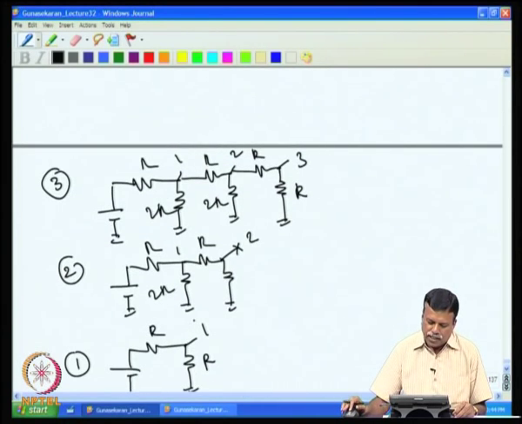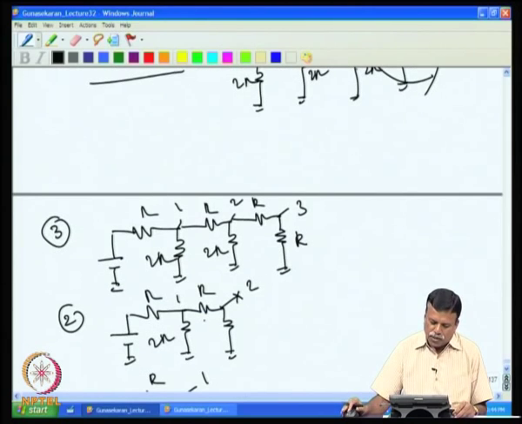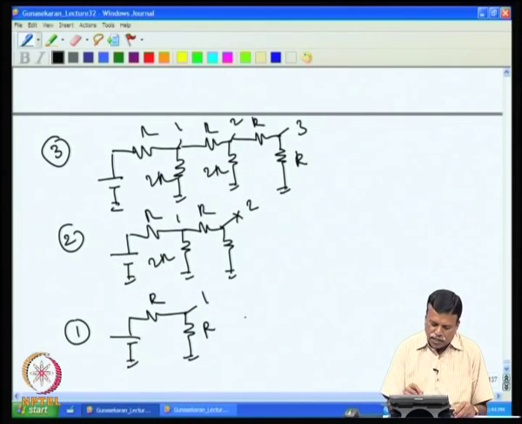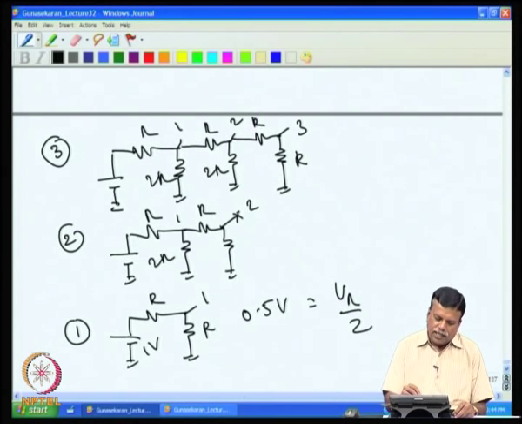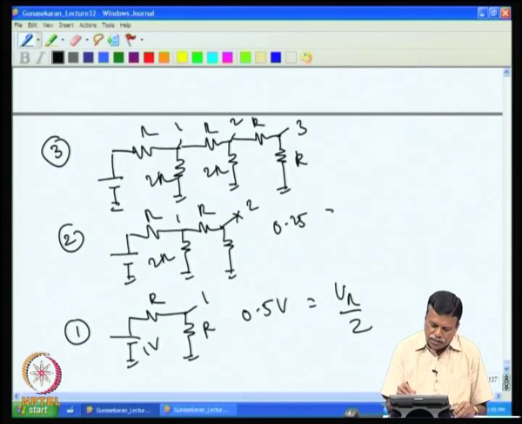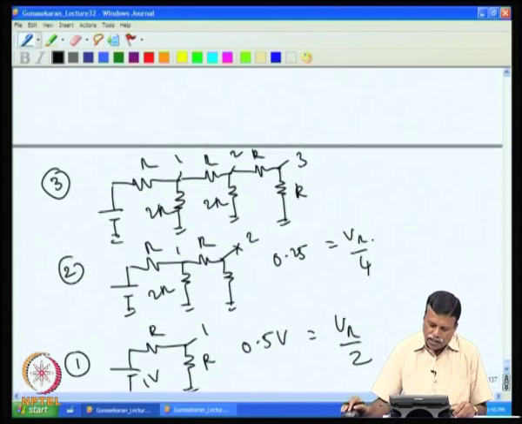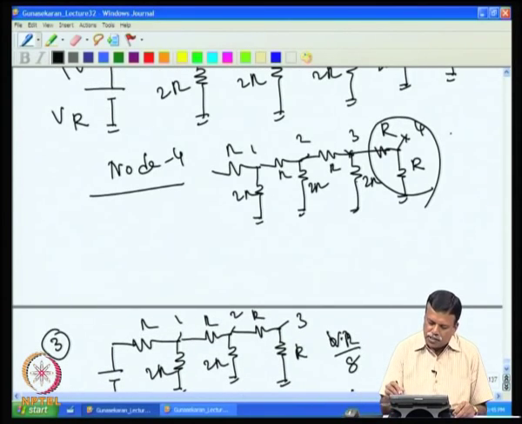So, if I look at the circuit from node 4, and look at the voltage at each node, the voltage at node 1 will be, if the reference is 1 volt, 0.5 volt, that is V reference by 2. If I look at node 2, this voltage is actually 0.5 and 0.5 again divided by a factor of 2. So, the voltage at this point will be 0.25, that is V reference by 4. And then similarly, node 3 will come as V reference by 8. And then we will get the voltage at node 4 as V reference by 16.